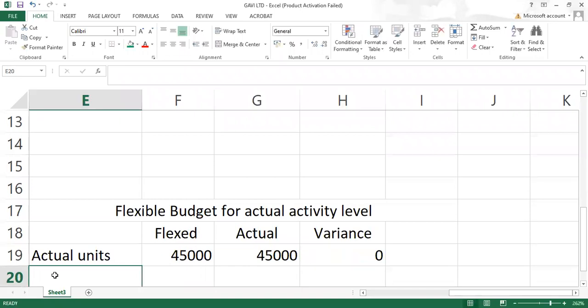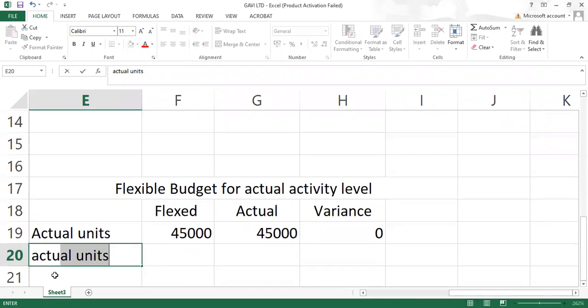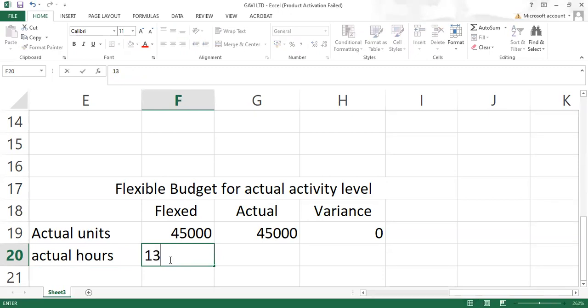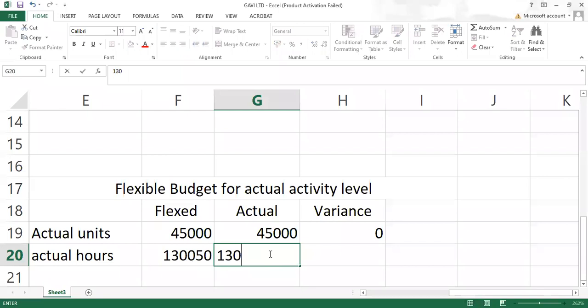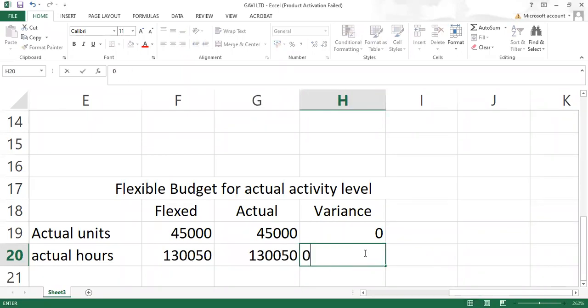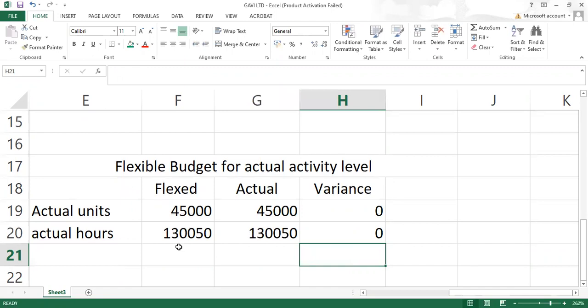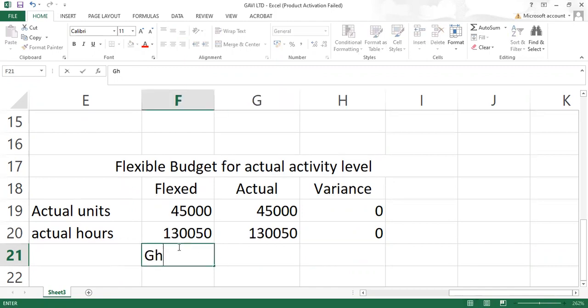What will be the next item? Actual labor hours. Actual hours. Because we are going to use hours also. So we have the actual hours. Actual hours is 130, 50. Okay. 130, 50. 0. So the next one we start for the kerosene sign because we are going to now use figures.